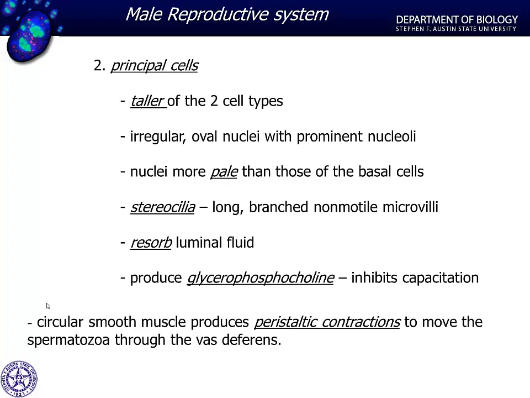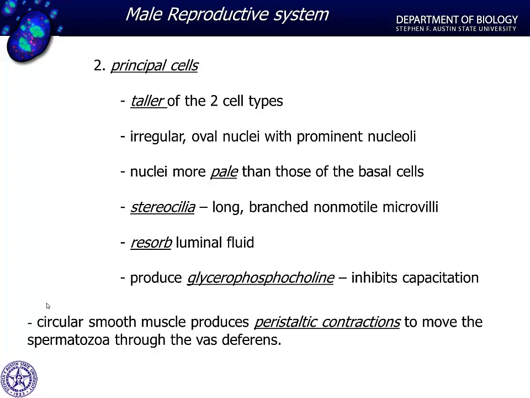We learned this at the very beginning of the semester, but remember, stereocilia is non-motile microvilli. These cells are reabsorbing, again, a lot of the fluid that's present, leaving the seminiferous tubules, a lot of the extra cytoplasm that's present. But these cells are also going to produce an inhibitor of capacitation. This is going to be glycerophosphocholine, and this is, again, going to prevent capacitation.